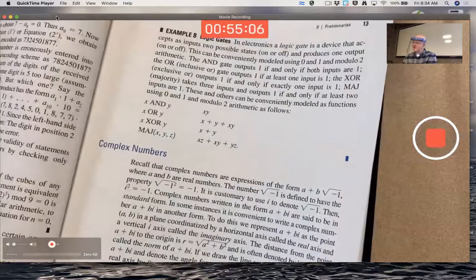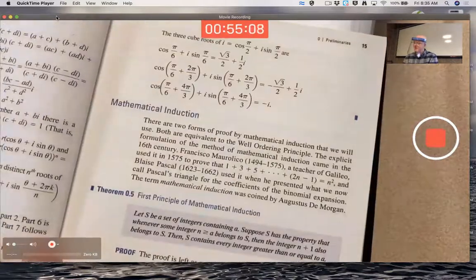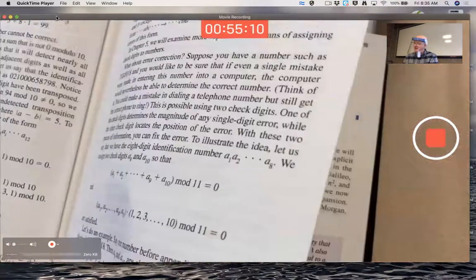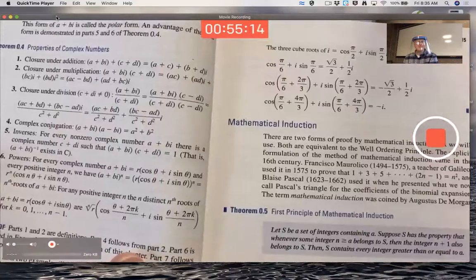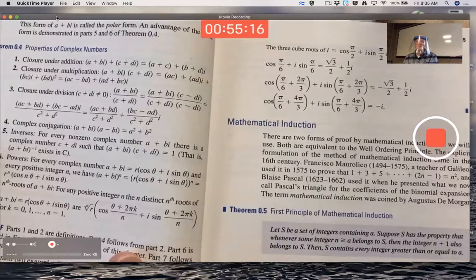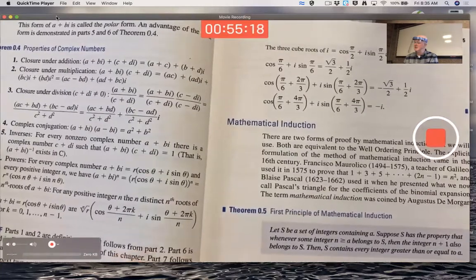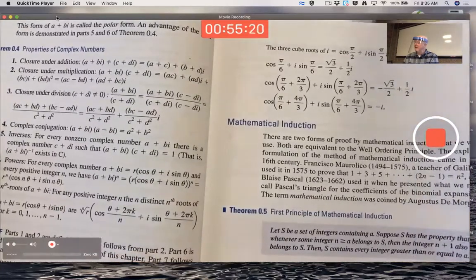The applications in chapter 0, about check digits and so forth, are not something I would test you on. Should you know about complex numbers? I haven't really focused on it a ton. I've mentioned it in some circumstances, so probably not.